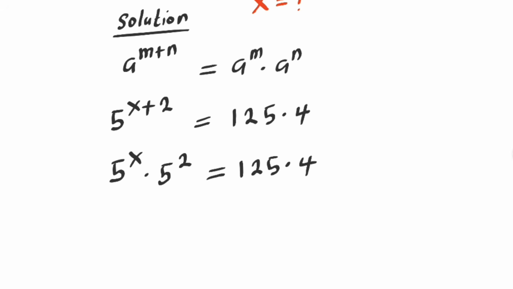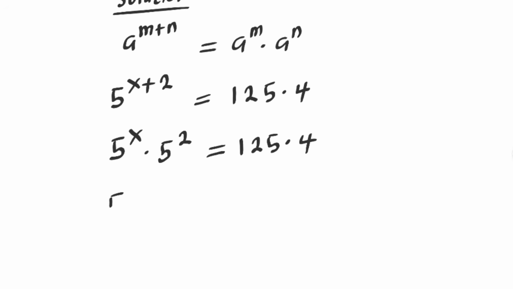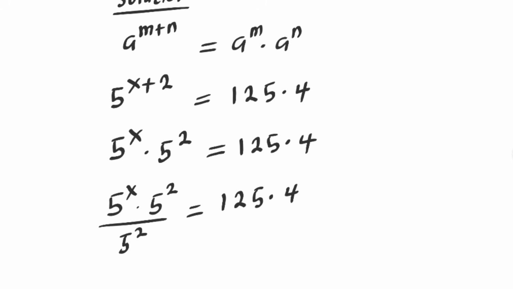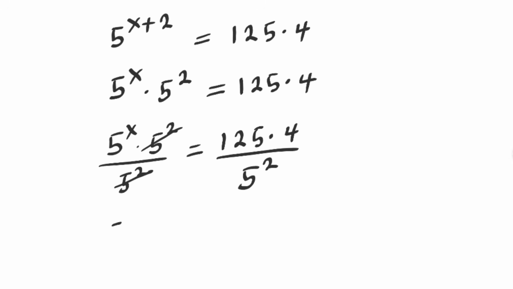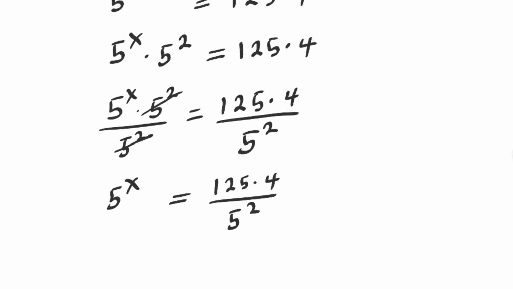Let us divide both sides of this equation by 5 square. Then we have 5 raised to power x multiplied by 5 square over 5 square is equal to 125 multiplied by 4 over 5 square. This cancels this. 5 raised to power x is equal to 125 multiplied by 4 over 5 square.